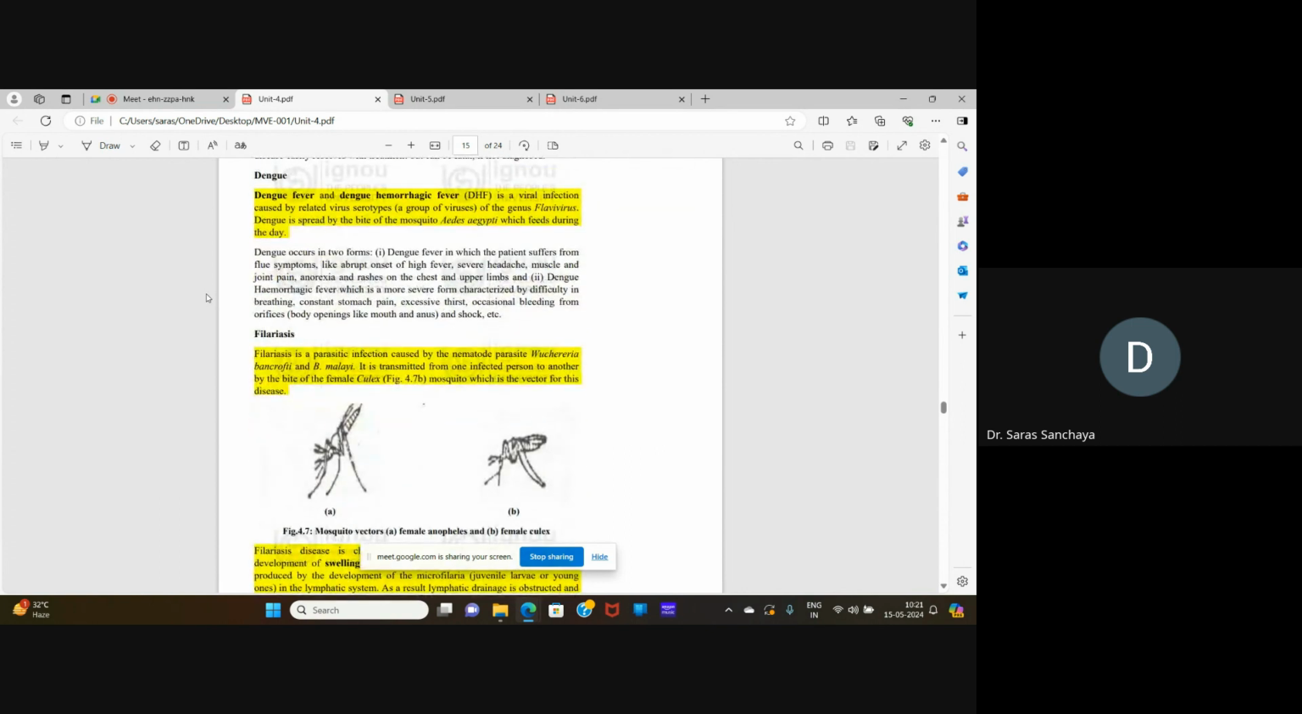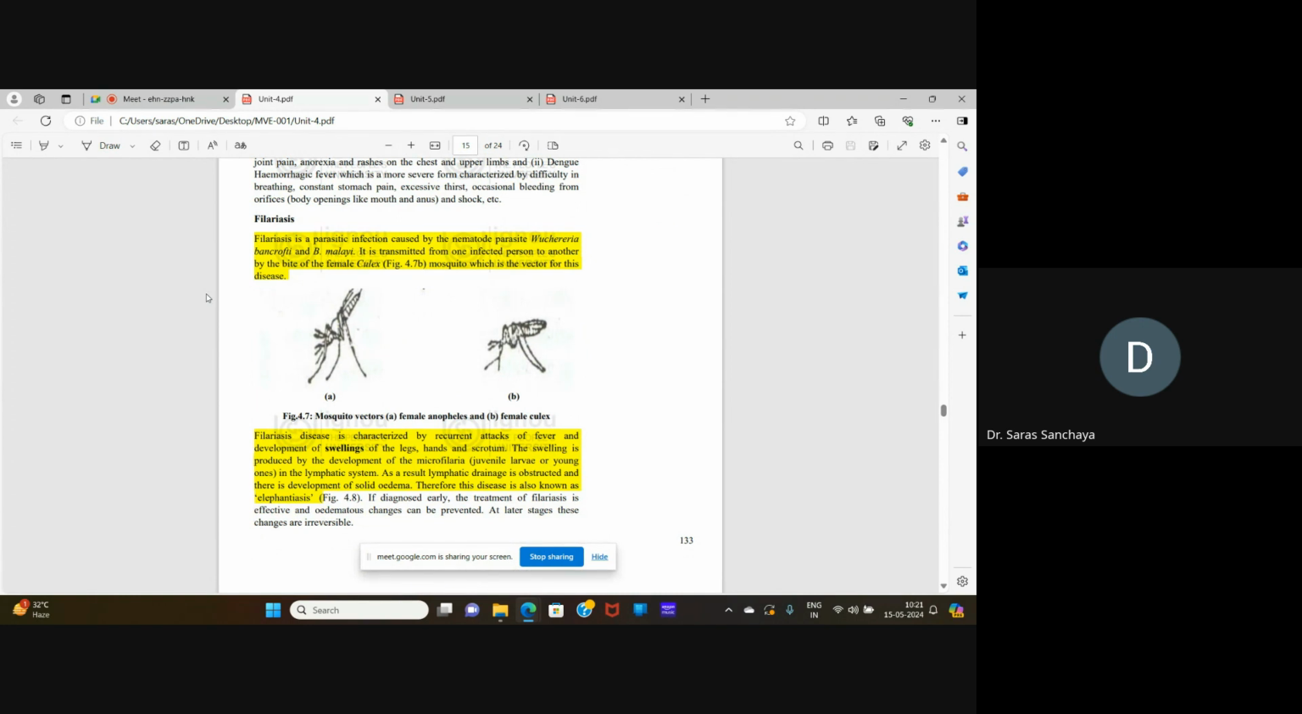Now we come to filariasis. Filariasis is a parasitic infection caused by the nematode parasites Wuchereria bancrofti and Brugia malayi. It is transmitted from one infected person to another by the bite of the female Culex. The third type of mosquito is Culex mosquito, which is the vector for this disease.